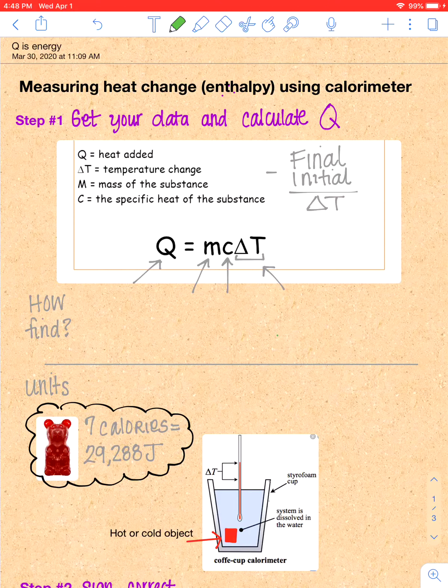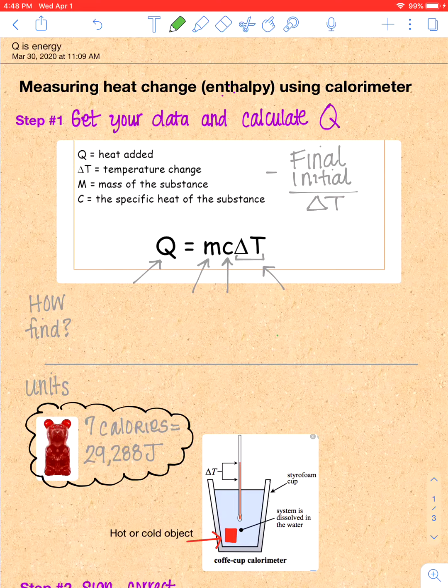Hello, Mrs. Boyd here, and today we're talking about measuring heat change using a calorimeter. We can also call this enthalpy in our case because we are going to be keeping our system at a constant pressure. So basically, you're going to be determining the enthalpy or the heat change of a reaction. Or in our case, we might also put a hot or cold object into our calorimeter and just measure the heat transfer from the object to the water.